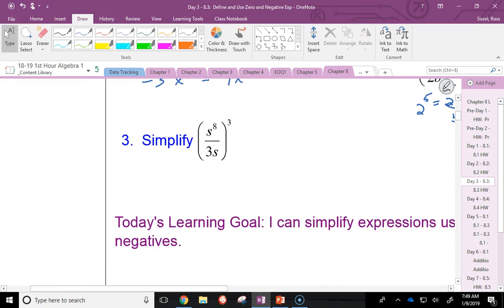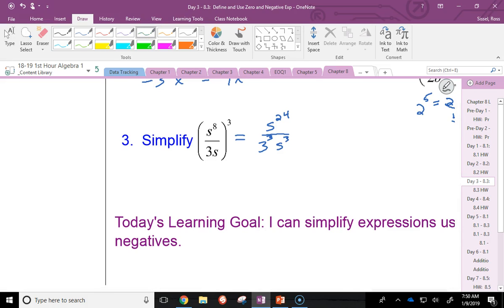S to the 8th all over 3s, and it is cubed. First, how would I simplify the first step? What would this change into? Tatum? Distribute the exponent 3 to the other numbers. Okay. And you get what? 3. Okay. And then 3 to the 3rd power and s. All right. Would we be done then? No. Good. So what do we have to make sure we do now, Tatum? Now we have to simplify the 3 to the 3rd power.